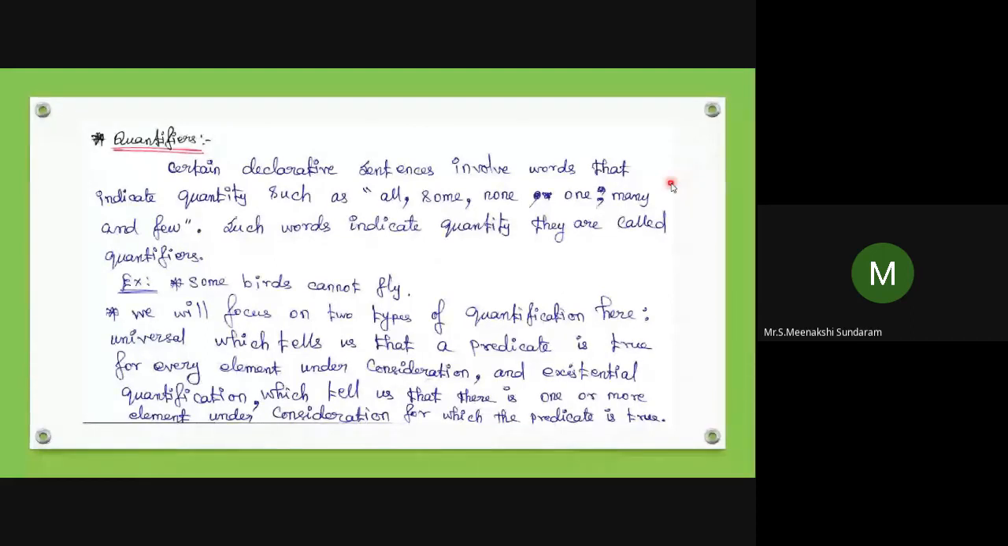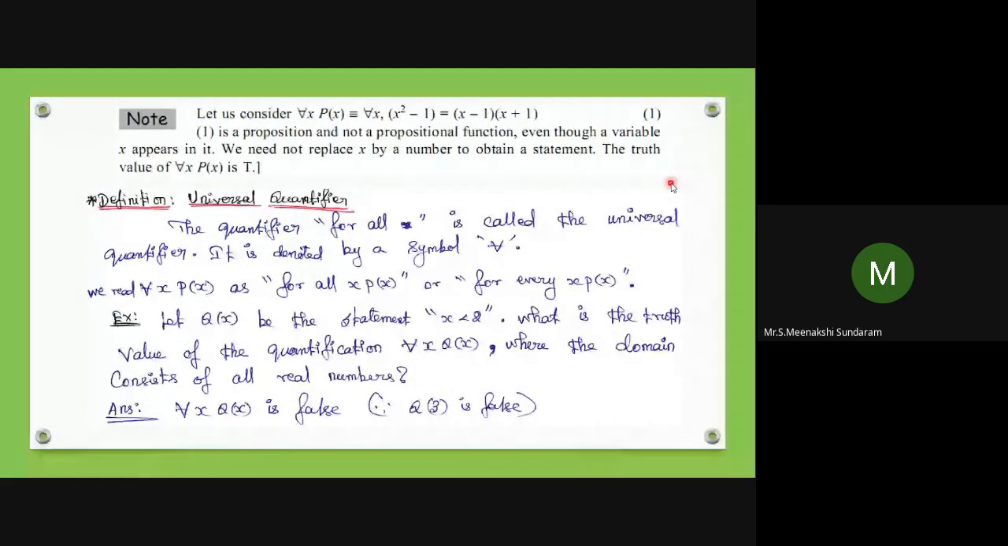For example, let us consider for all x P of x. This symbol, upside-down A, is for all. For all x P of x is equivalent to for all x, x squared minus 1, where x squared minus 1 is the value of P of x. x squared minus 1 is equal to x minus 1 times x plus 1. So this is a proposition and not a propositional function. Why? Even though the variable x appears in it, we need not replace x by a number to obtain a statement.